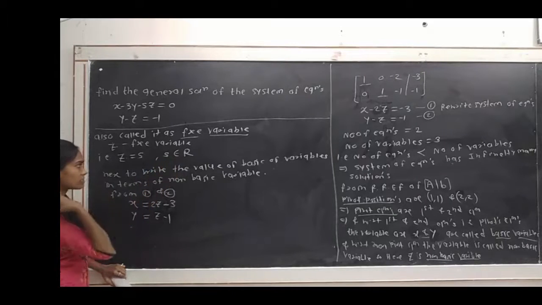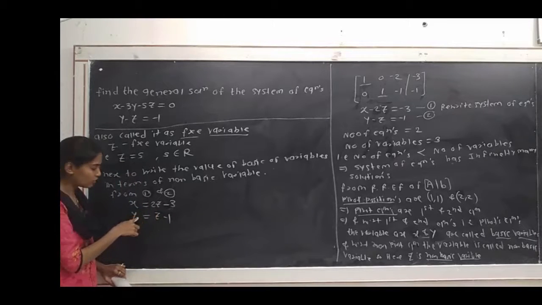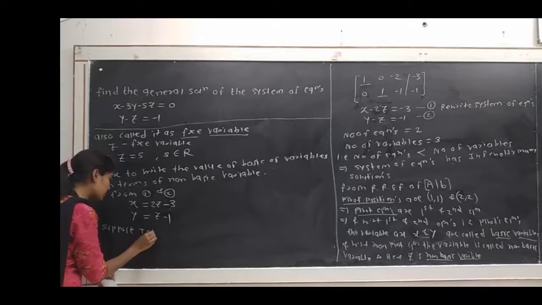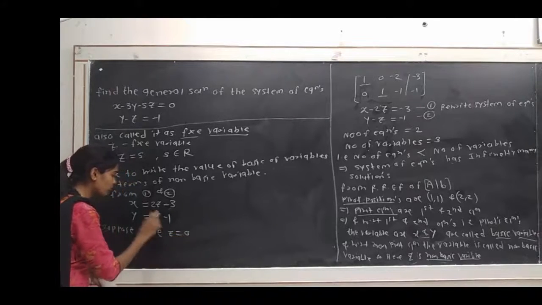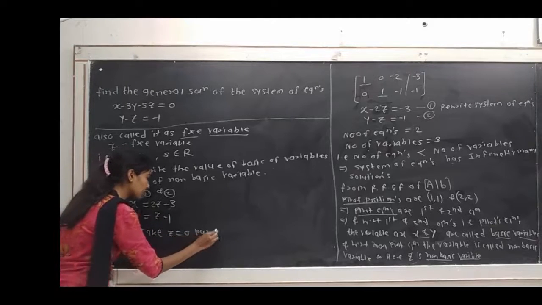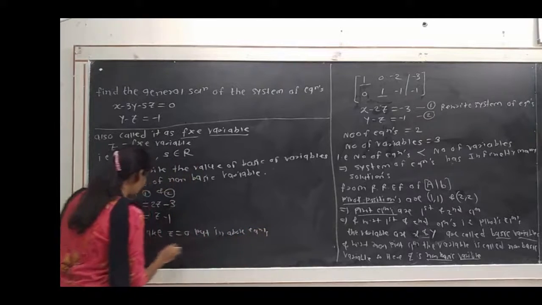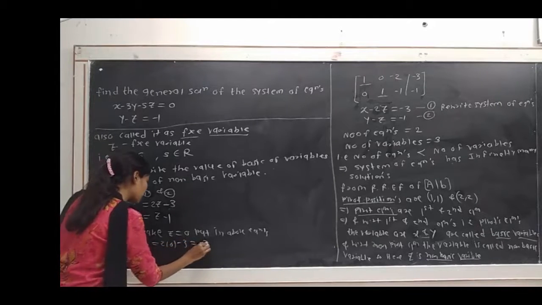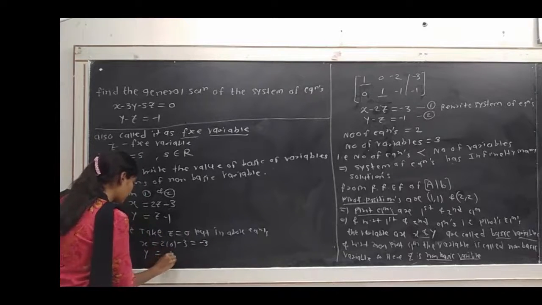That is, we take any value of z from the set of real numbers, and if we put that value here, then we get different values of x and y. Suppose we take z is equal to 0. If we take z is equal to 0, then putting in the above equations we get x is equal to 2 into 0 minus 3. That is, we get x is equal to minus 3, and y is equal to minus 1.